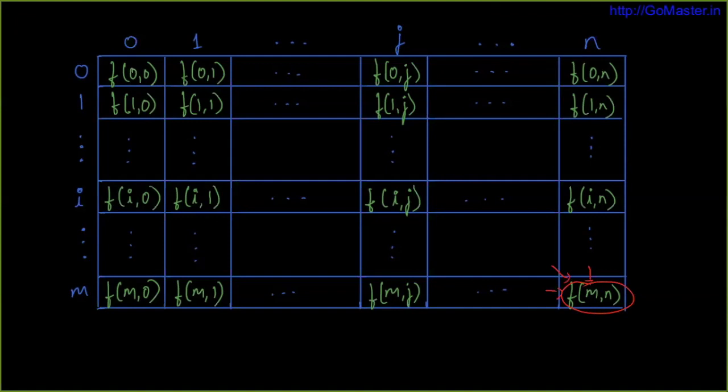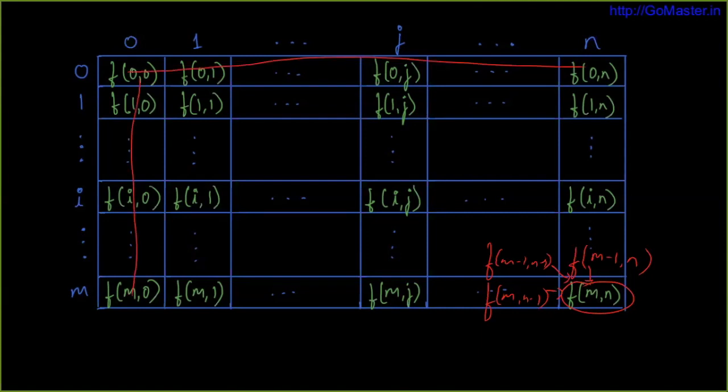f of m -1 comma n -1 for modification or replacement, or f of m minus 1 comma n, or f of m comma n minus 1, right? These three functions are the ones we called, and they in turn called other instances which are not yet solved, until we reach the base cases which are in the first row and first column, all right?